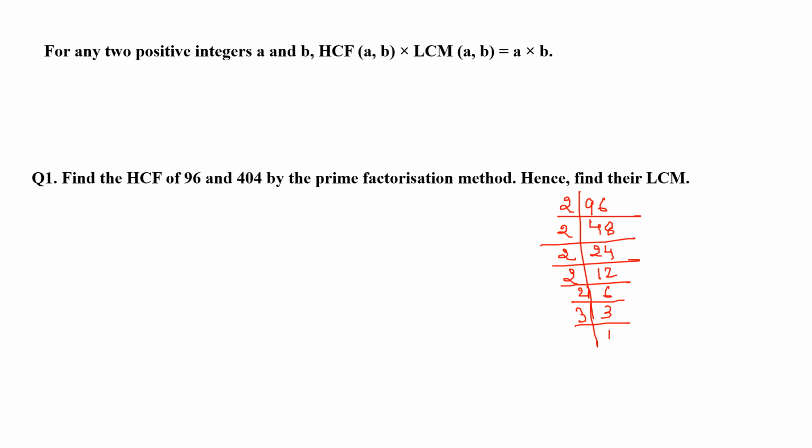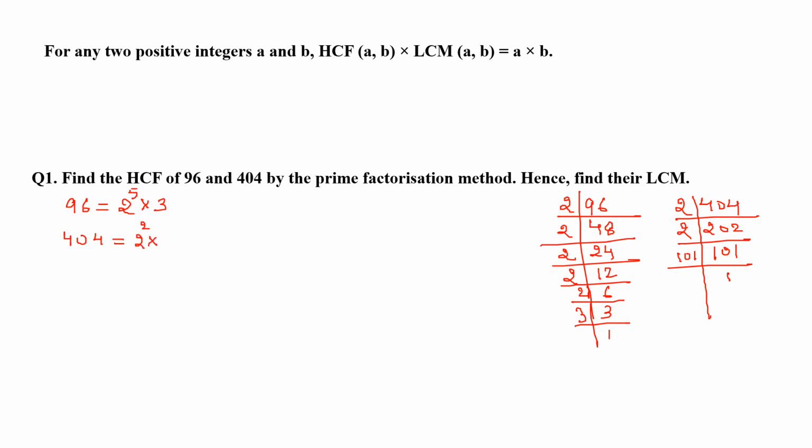So 96 I can write as a power form. Now how many times is 2 here? It is 5 times. It is 2 to the power 5 into 3. This is the prime factorization of 96. Now we have to do the prime factorization of 404. So 404, if I do the prime factorization, I will get 2 times 202, then 2 times 101, and 101 itself is a prime number. So 101 times 1. So here I have to write it as 2 square into 101.